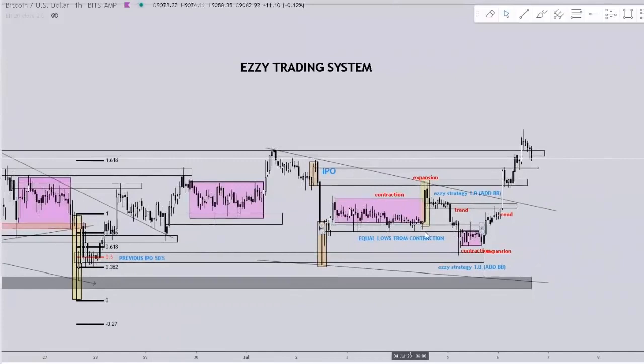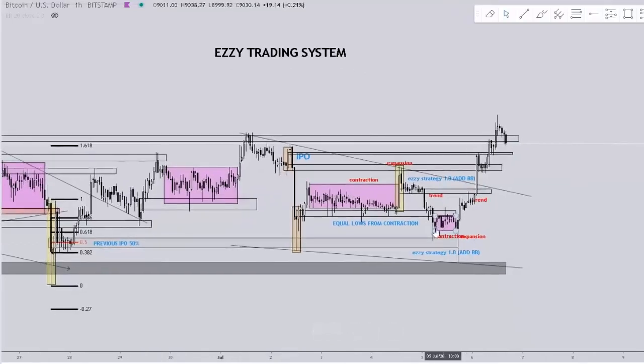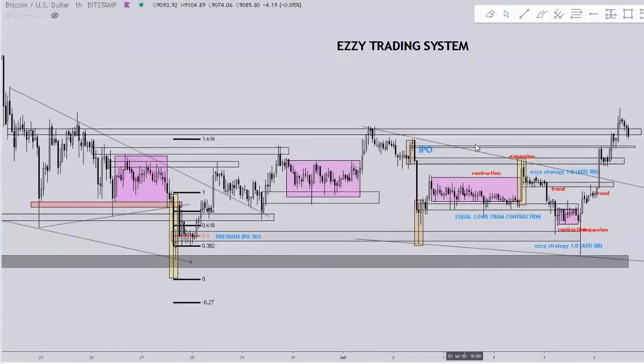Same thing happened here, the contraction expands to the IPO, which is the candle that we look for, and then it trends to the downside. Same thing happened, the contraction expands to the downside, and then it trends to the upside. And on my Instagram, I have my entries from this one, and from that one. So if you guys want to check it out, it should be there.